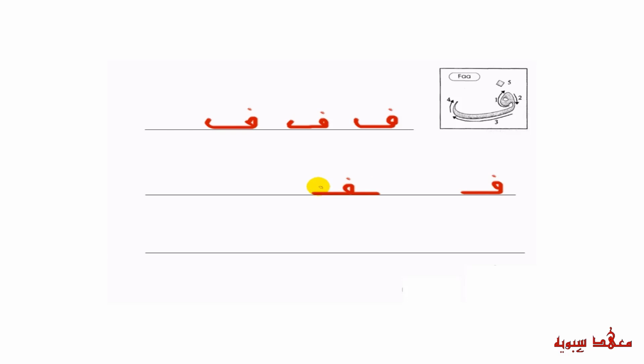Finally, at the end of the word. So it's exactly the same. Goes across, and then you loop, and then bring this up. So similar to the isolated form. Now three fas. So you have the fa, and then loop, and then loop, and bring it up. Dot, dot, dot.